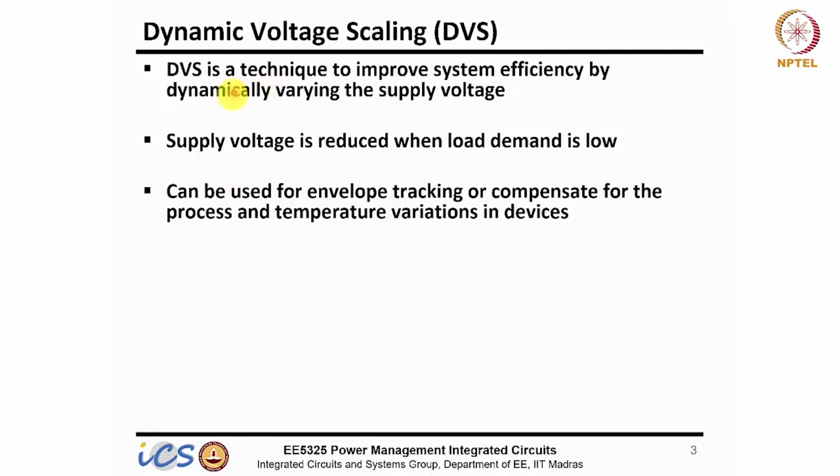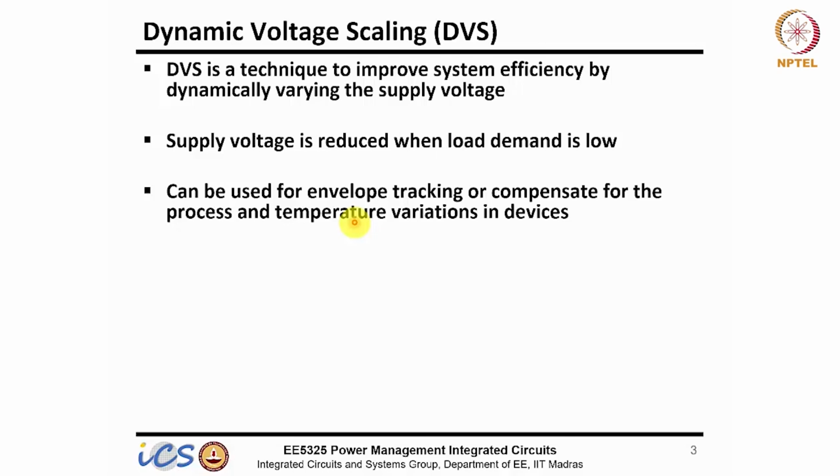Okay, so dynamic voltage scaling is a technique to improve system efficiency by dynamically varying the supply voltage. The supply voltage is reduced when load demand is low. It can be used for envelope tracking or to compensate for the process and temperature variations in the devices.